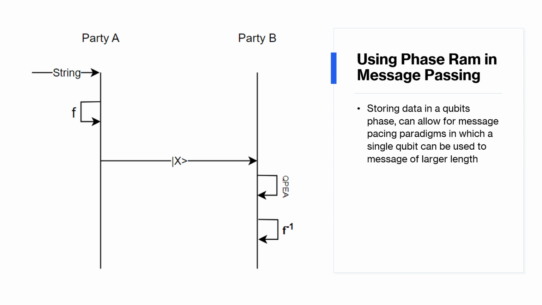Now that we've discussed how we can use phase as a temporary form of storage, it stands to reason that we can actually send messages using a single qubit. By storing a string of bits inside the phase of a qubit and sending that qubit over to another party, the other party can then decrypt the qubit's phase, thus transferring the message over. And this only uses one qubit to send the message.